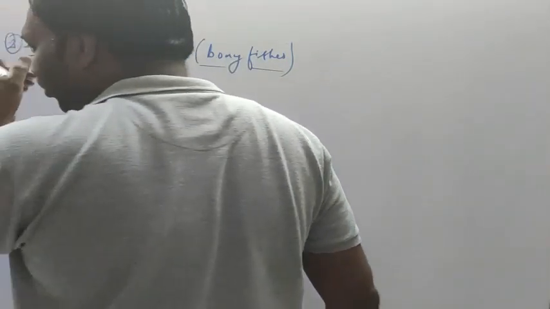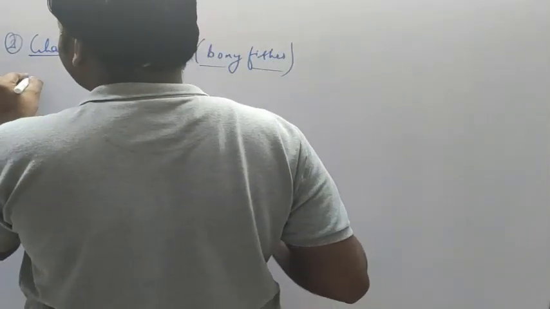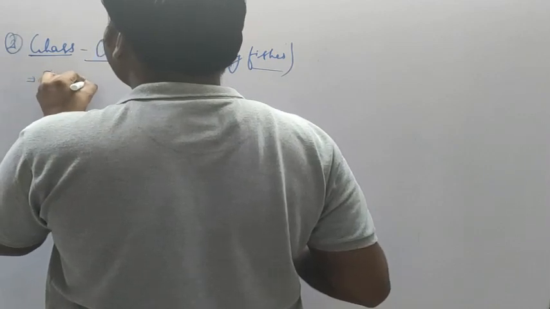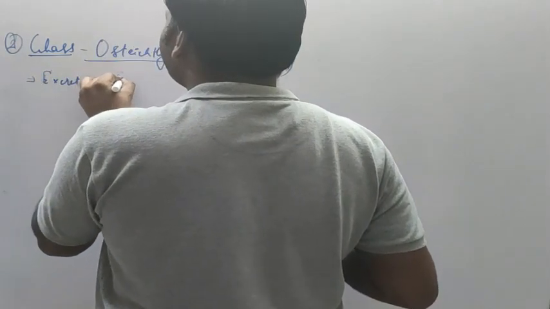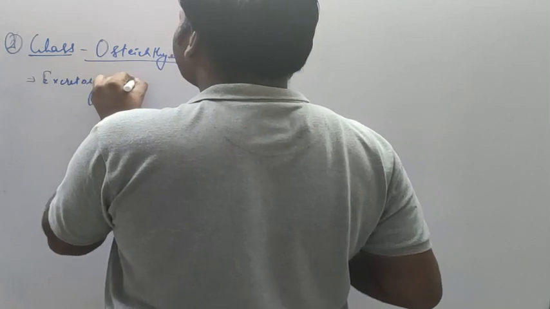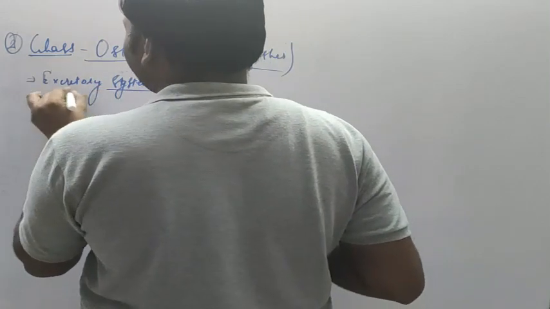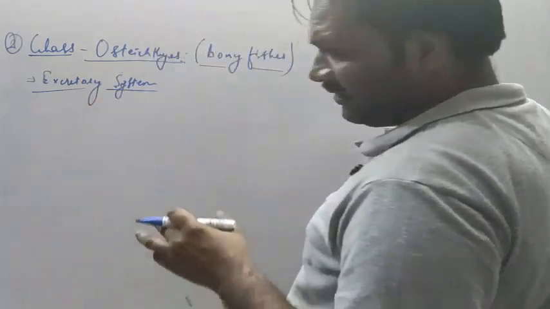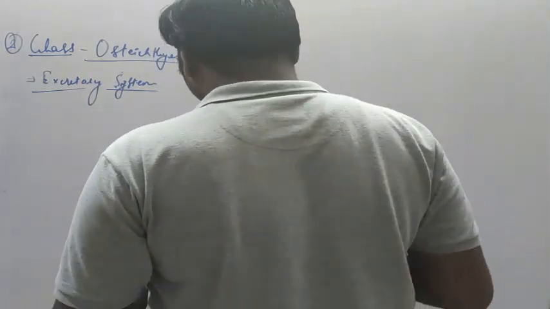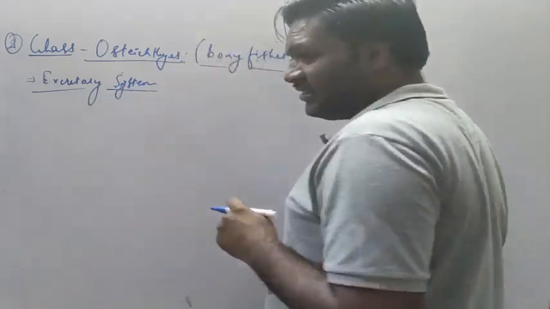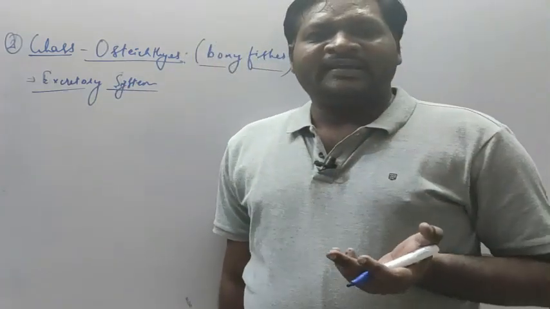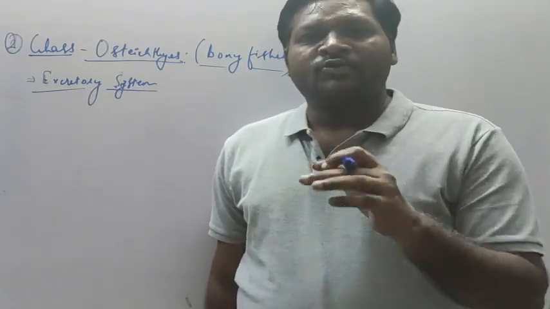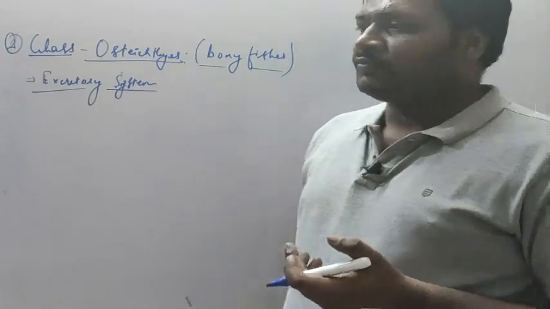Now next we are going to discuss another system, that is called the excretory system. In bony fishes the excretory material is different from that of the cartilaginous fishes. In cartilaginous fishes, urea was the excretory material.